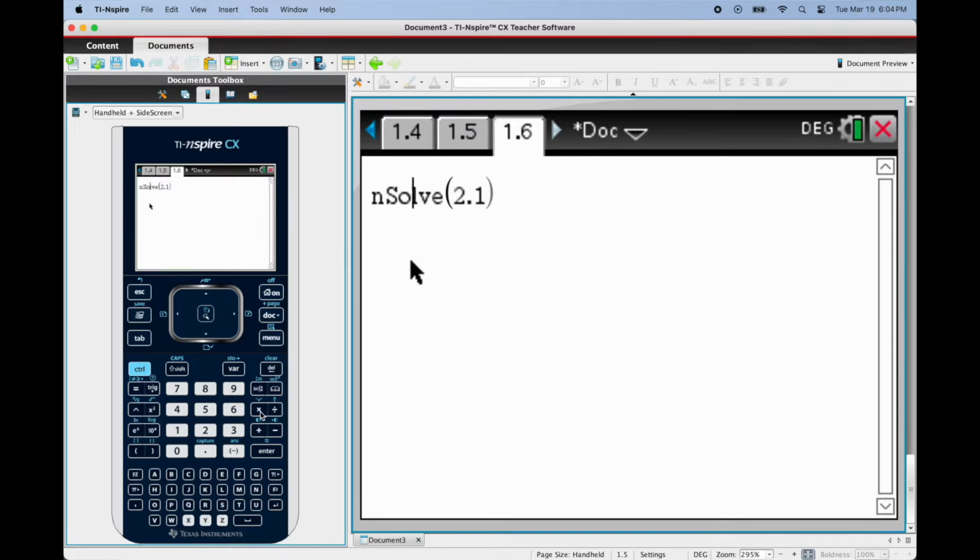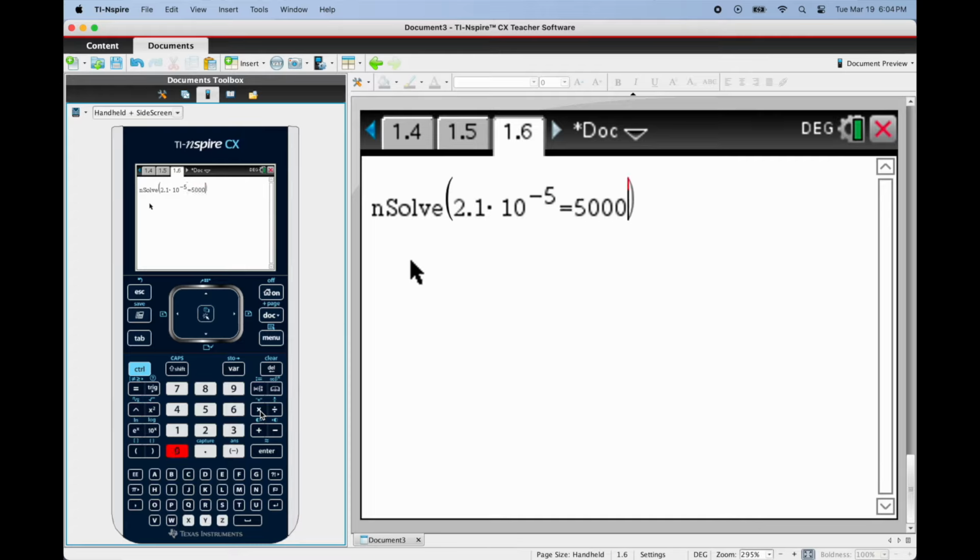2.1 times 10 to the negative 5 is equal to 5,000 times 1.65 raised to the power of t. And we're going to want to multiply this. Since we're multiplying, we don't really need these brackets. Multiplication is what's called commutative, so the order doesn't matter. 5,000 times 1.65 times 1 times 10 to the negative 18. We can switch all these values around and it shouldn't matter at all.